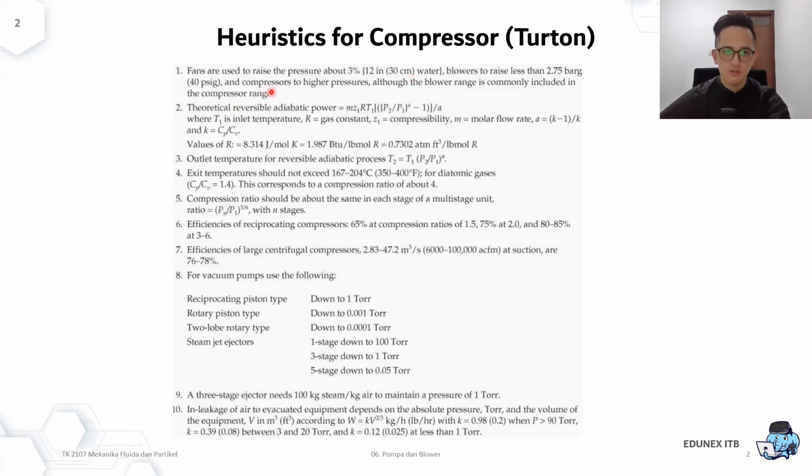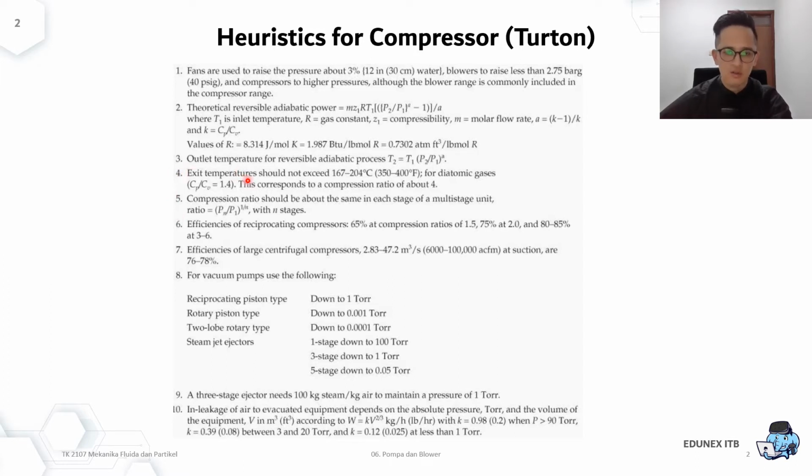So fans are used to raise the pressure about 3%, blower to raise less than 2.75 bar G, and compressor to higher pressure. And theoretical reversible adiabatic power is already explained in the previous video as well in the thermodynamic course. And then please focus on the point 3, 4, and 5 of this heuristic.